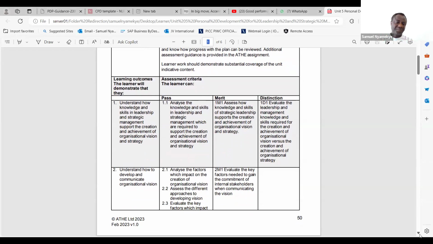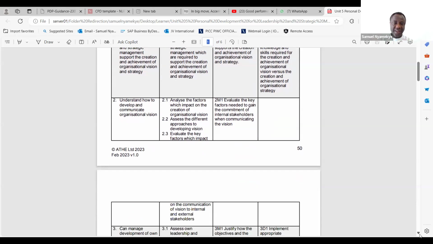Like we said, the learning outcomes have assessment criteria: pass, merit, or distinction. If you're able to get the basic understanding, you pass the course. But if you push yourself a little, you can add a merit, and you can also get a distinction. The first one was for us to understand how knowledge and skills in leadership and strategic management support the creation and the achievement of the organizational vision and strategy.